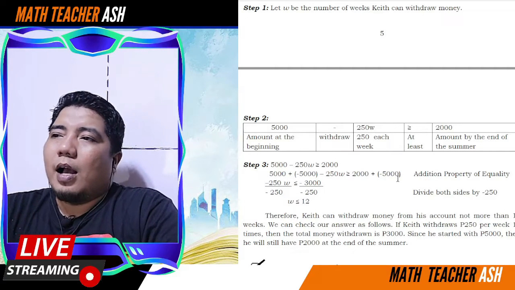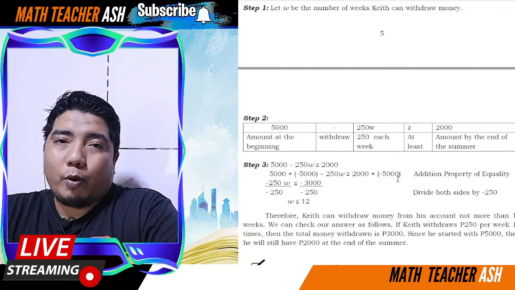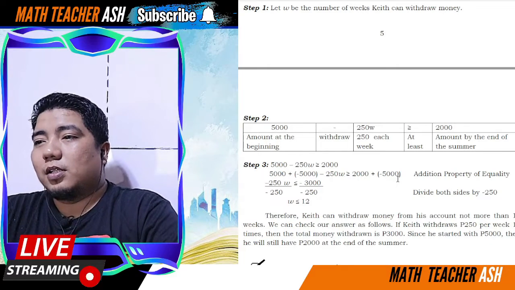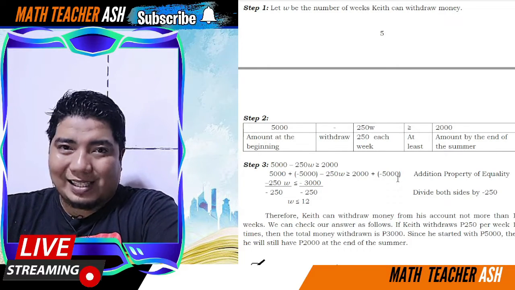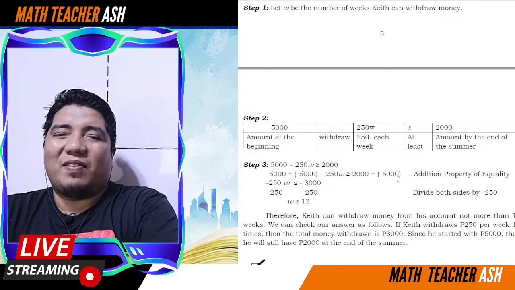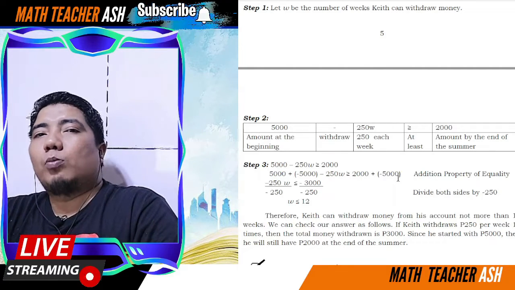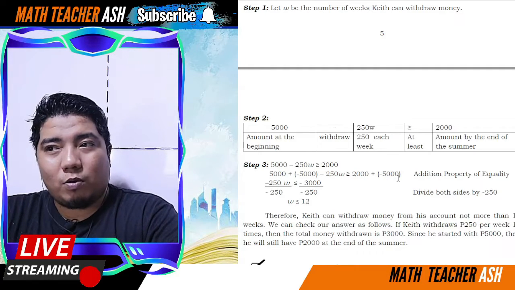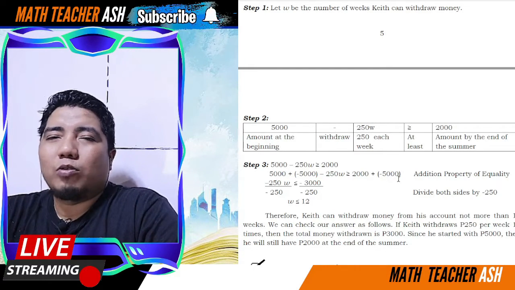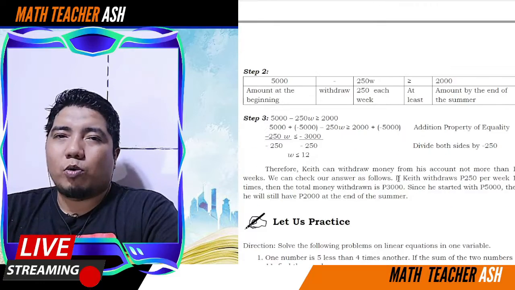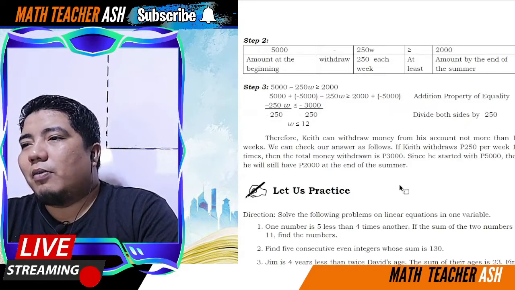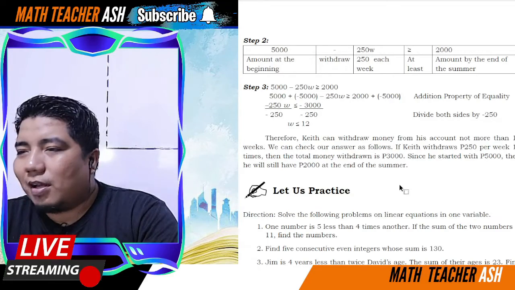Meaning, ang number of weeks na pwedeng gawin ni Kit para sa pag-withdraw ng money niya is hanggang 12 weeks lang. Pwedeng from 1 up to 12 lang. Okay? Hindi siya pwedeng sumobra ng 12 kasi kung magiging 13 na yun, wala. Makukunan na yung 2,000 pesos niya na gustong mangyari at the end of the summer. Alright, so ganun lang kadali, my dear math learners.